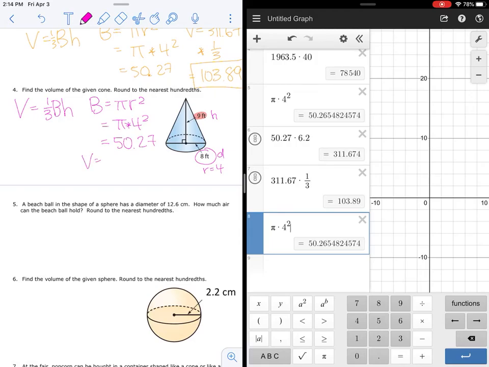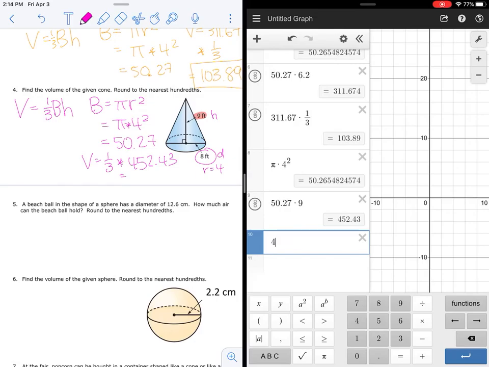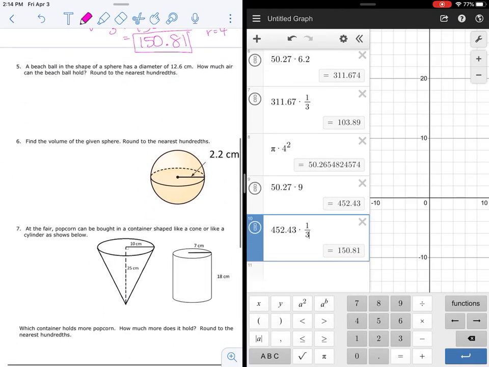So we would do 1/3 times, so 50.27 times the height would be 9. So we just need to do our last step after we do that, which is multiplying it by 1/3. So I'm going to do 452.43 times 1/3. And that gives you 150.81 feet cubed.